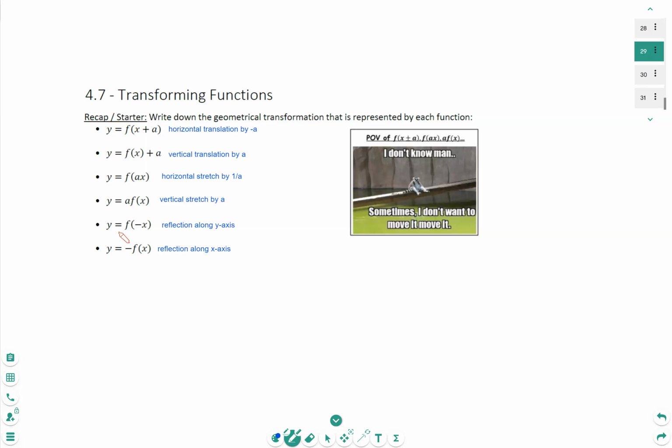Now, the last two are the ones that confuse a lot of people. They keep forgetting. When you have a negative x in the bracket, that means you're affecting the x coordinates. So to reflect something that affects the x coordinate, you have to reflect in the y-axis. Same for that one. When a negative is outside, that means it's affecting the y coordinates. Therefore, you have to reflect along the x-axis. Okay, so I don't know, man. Sometimes I just don't want to move it.